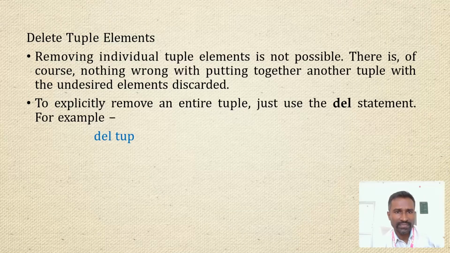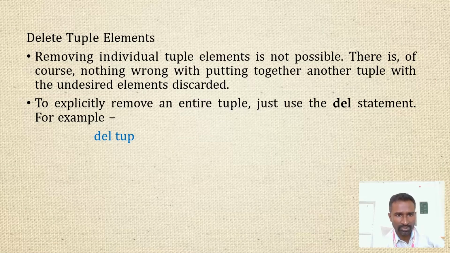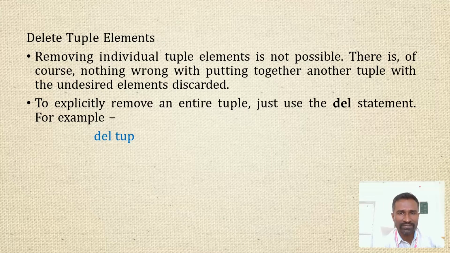How can we delete a tuple? Already told, it is immutable. We cannot delete the individual elements in a tuple, but we can remove the entire tuple. Just use the del statement. For example, if I want to delete the tuple, directly delete the whole thing. You cannot delete an individual element within the tuple.